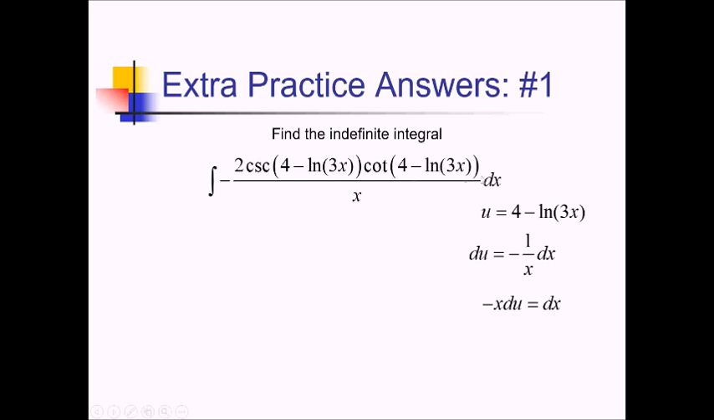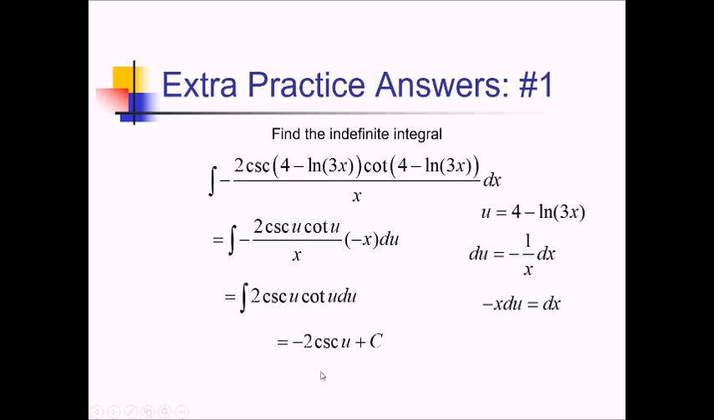over x, and instead of dx we have negative x du. So these x's are going to cancel. The negatives actually cancel too, so that's kind of nice. We just end up with 2 cosecant of u, cotangent of u du. And the antiderivative of that is just going to be negative 2 cosecant of u plus c. And we can plug this 4 minus ln of 3x back in for u at the very end.